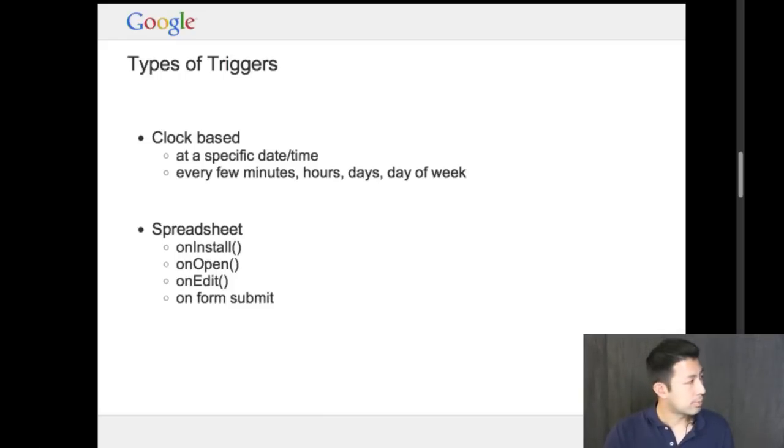If you're familiar with the Unix world, then the clock-based triggers are kind of like a cron job, where you can have a script execute at a certain time. That's right. And do you have a Unix analogy for spreadsheets? Not so much. Just bringing you into my trap here.